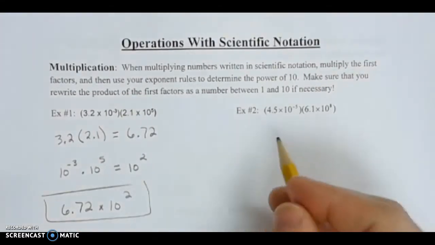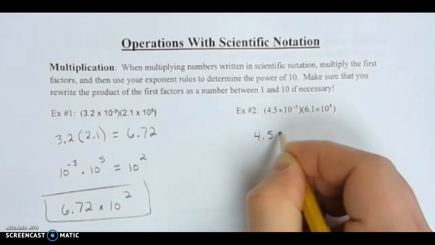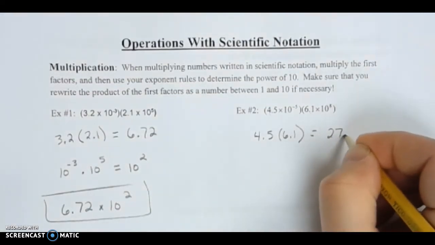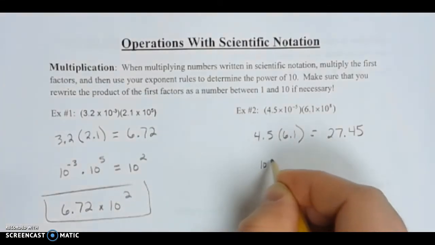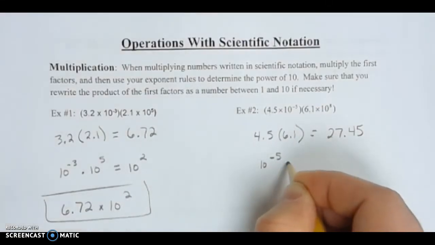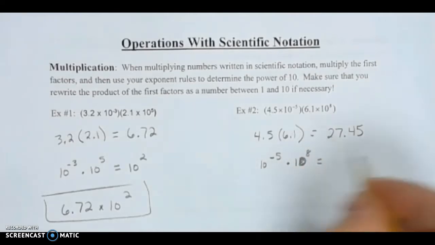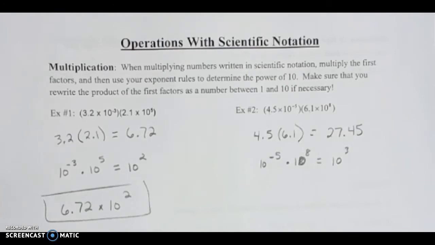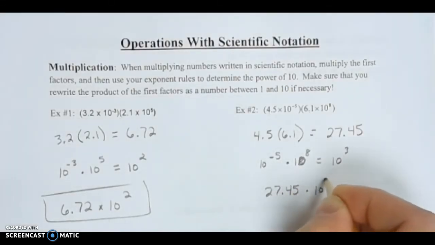All right, in the next example, I'm going to, again, take my first factors and multiply them together. So I'm going to have 4 and 5/10 times 6 and 1/10. That's going to give me the number 27 and 45/100ths. Okay, and now with my powers of 10, I'm going to have 10 to the negative fifth power times 10 to the 8th power. And again, I'm going to add those exponents together, which is going to give me 10 to the third power.